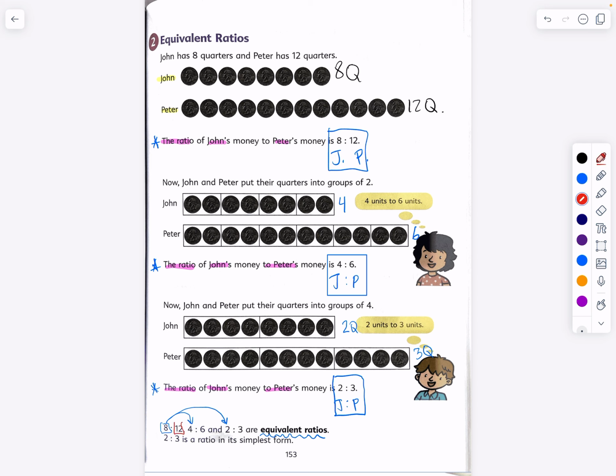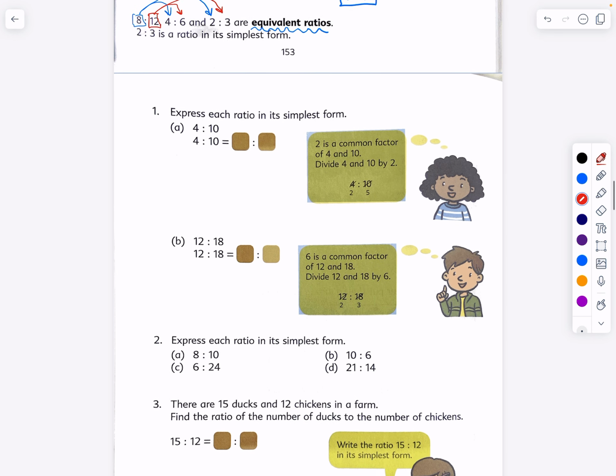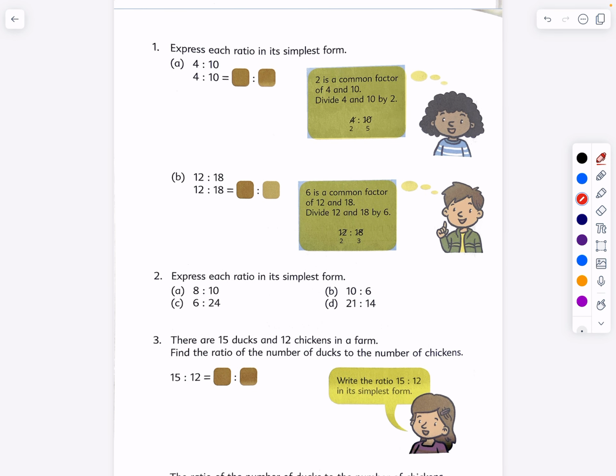and for 12 quarters, these are Peter's money, we reduced Peter's money to 6 groups, and then further reduce them to 3. We can divide ratios the same way we divide fractions, except what we do to the left, we must do to the right. Let's continue exploring equivalency and, of course, simplest form. We should recall simplest form from our fraction days.